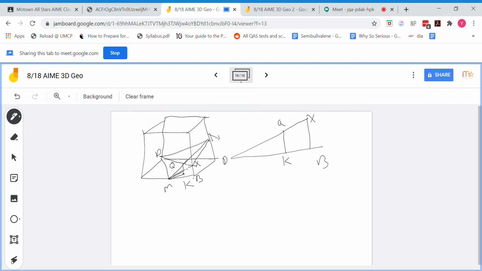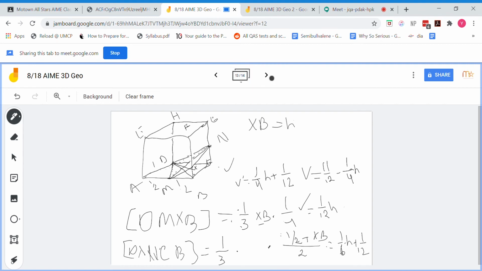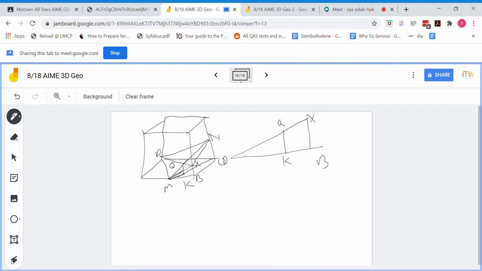And then if we draw M, C, and we look at triangle M and C, then Q lies somewhere right here. And when you drop Q down, we get K. Okay, so we have two perpendicular cross sections.